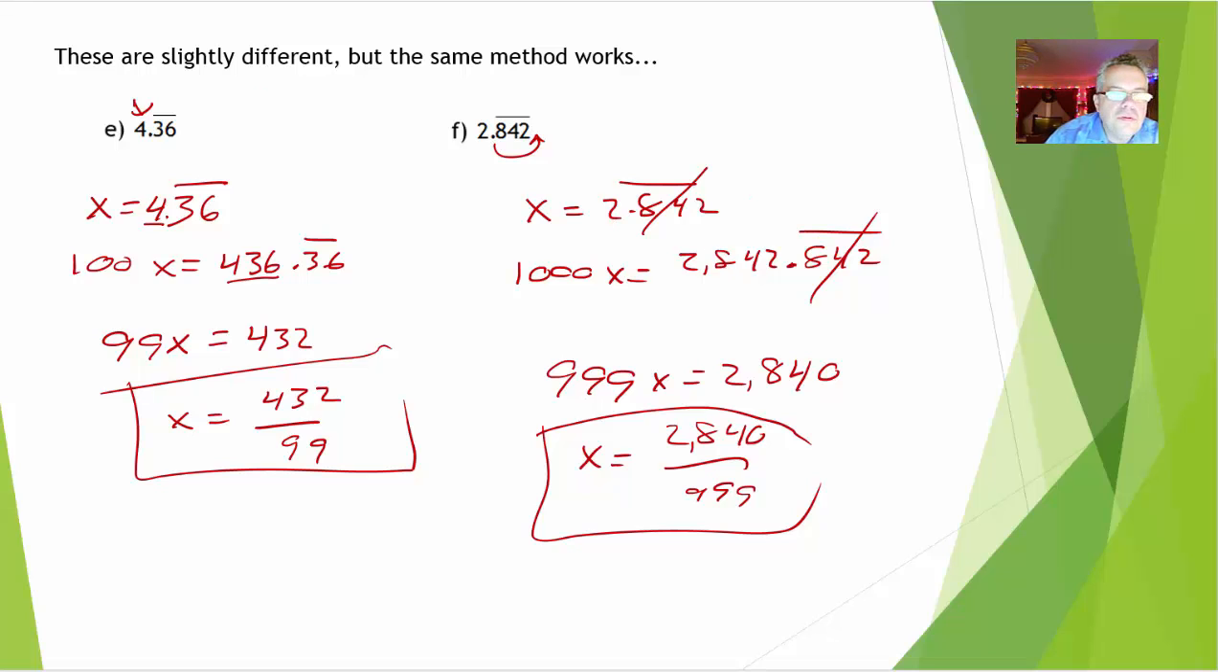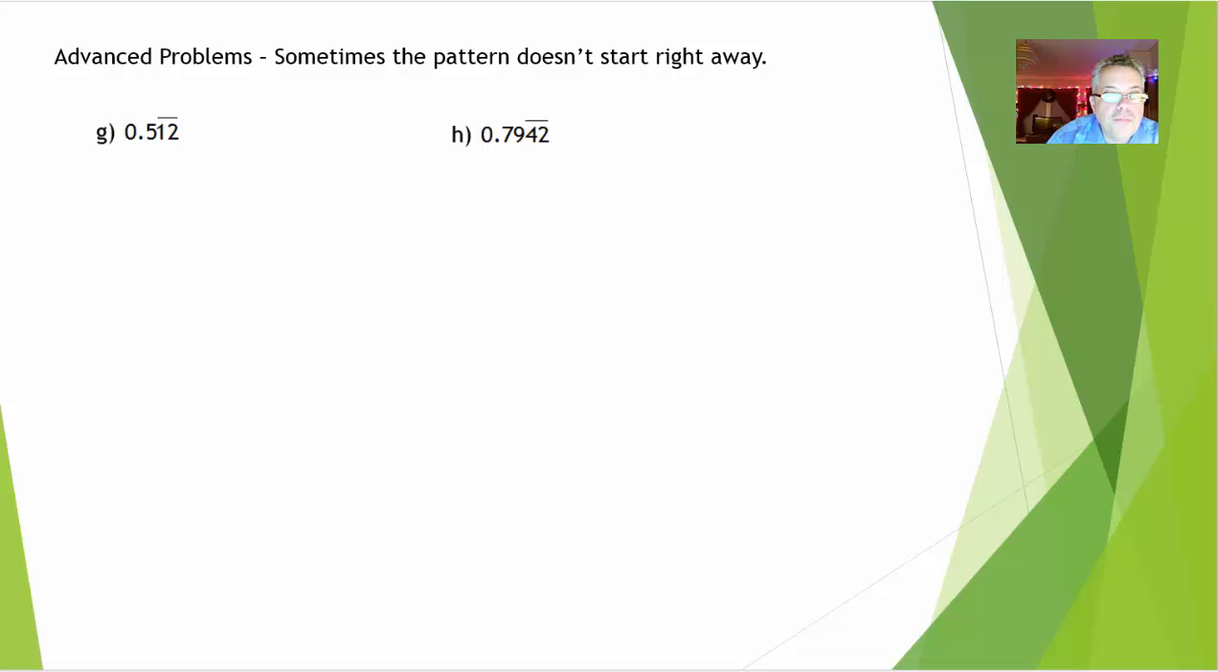Okay, now we're ready for a couple of a little bit more advanced problems. These are slightly more advanced because the repeating part doesn't start right away. Right here we have 0.5 and then the repeating part starts. The secret is to move the decimal place here to where the pattern begins, and then the second time here to where the pattern ends.